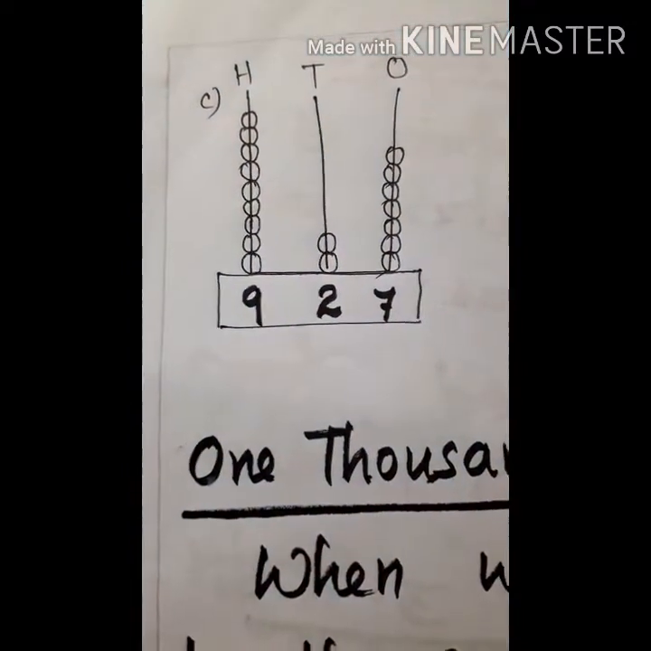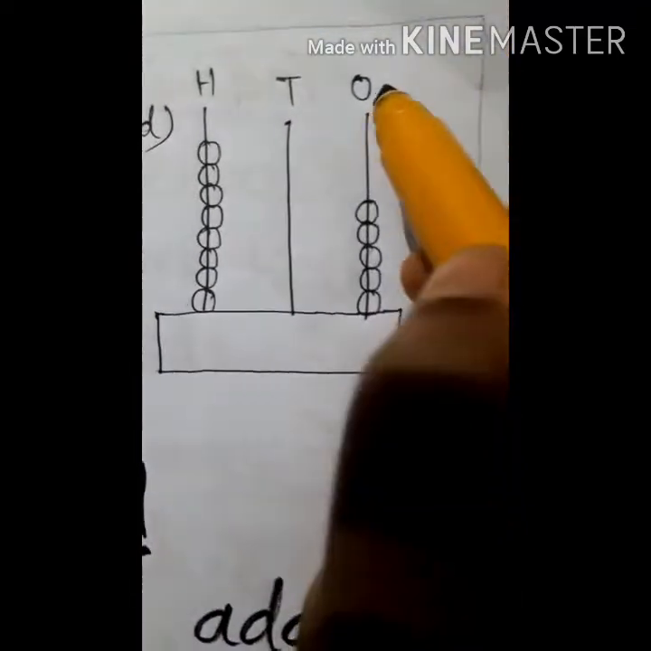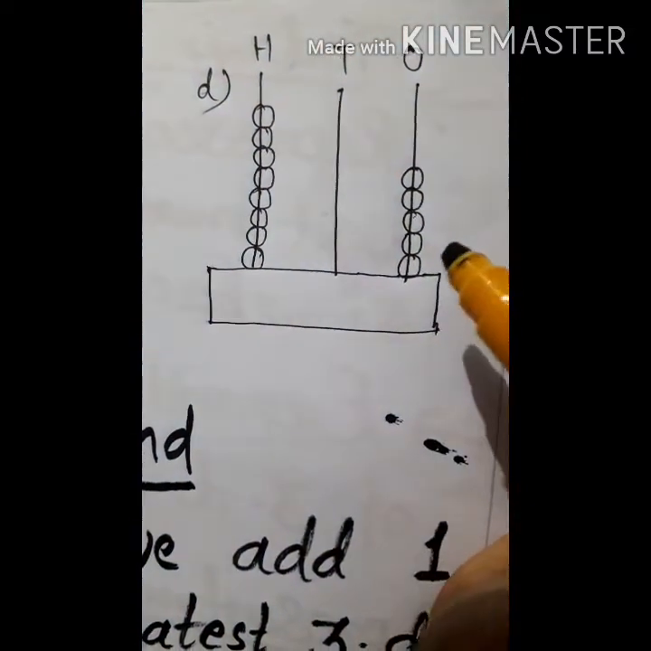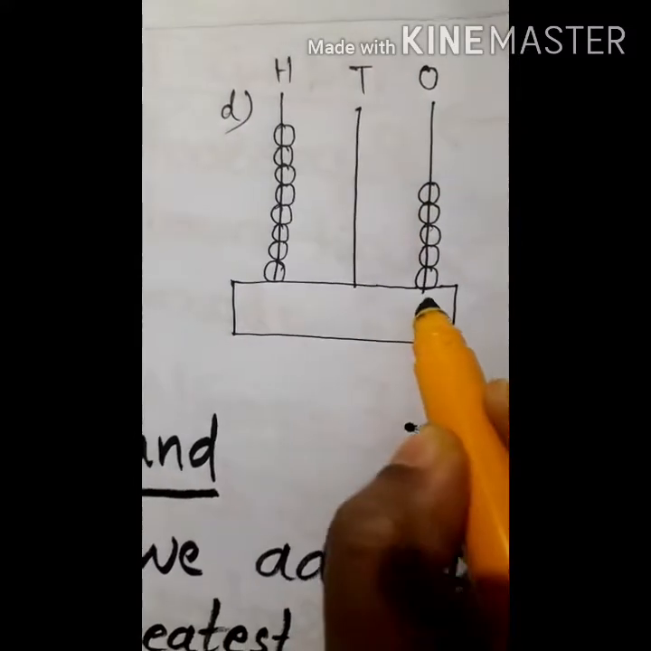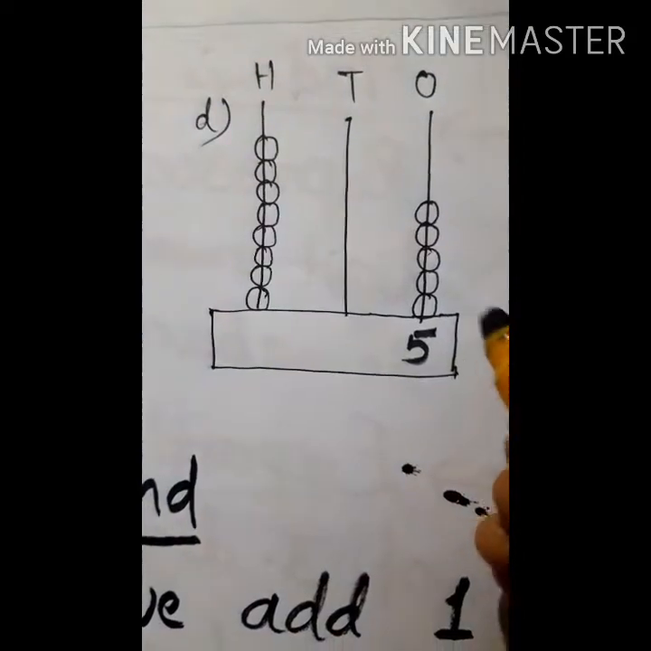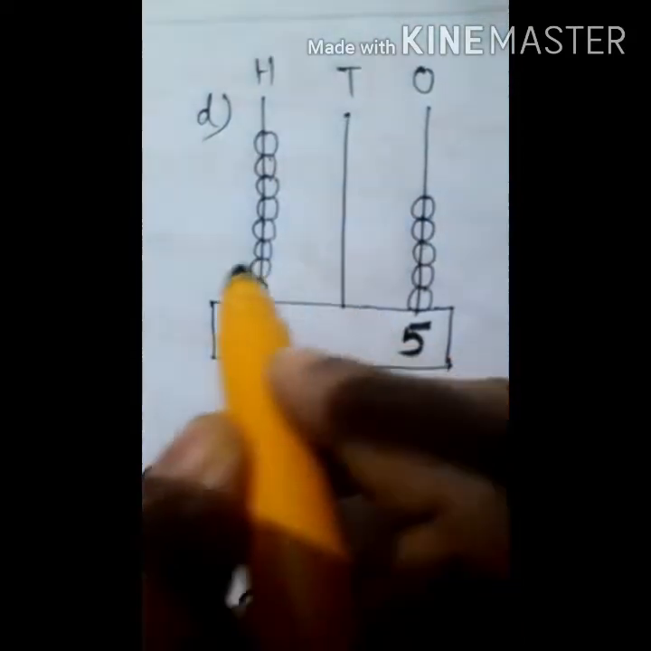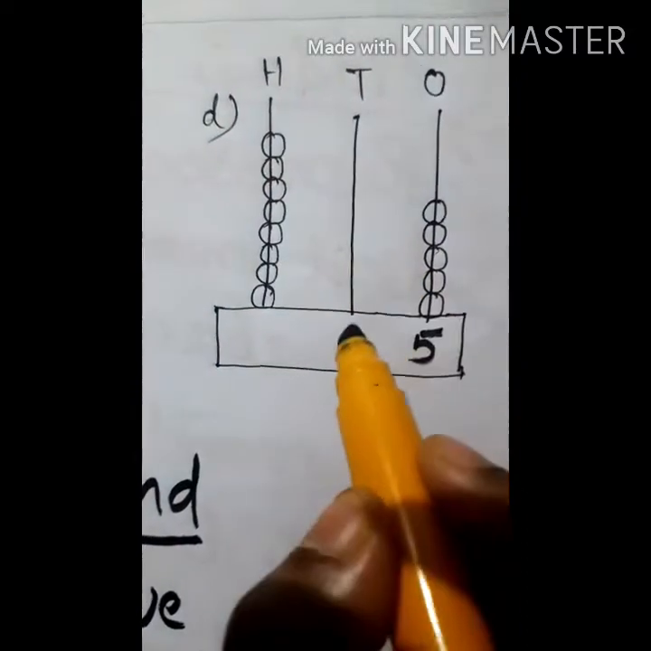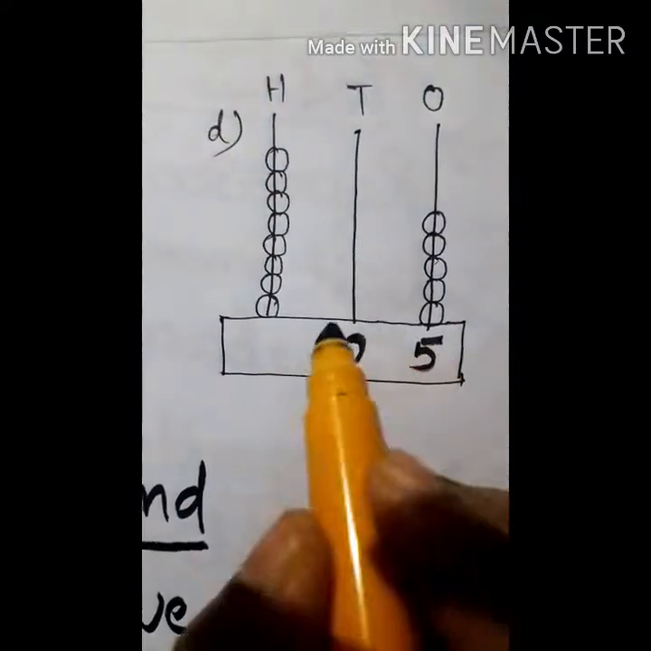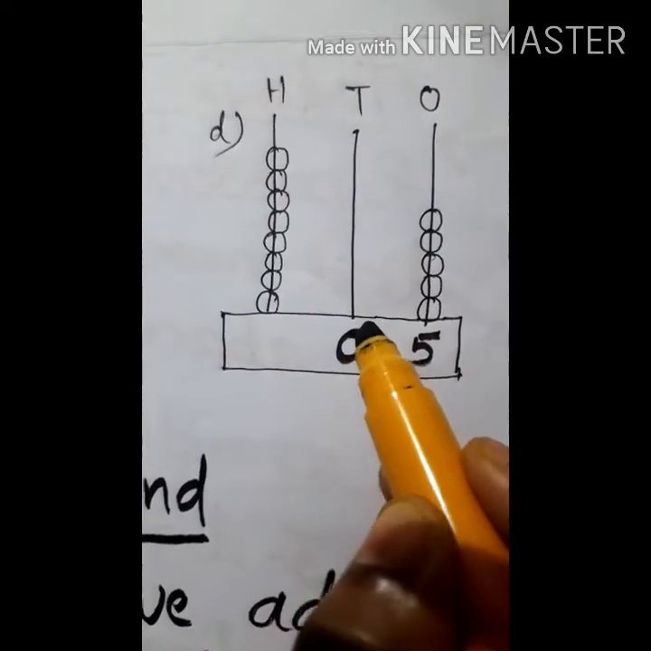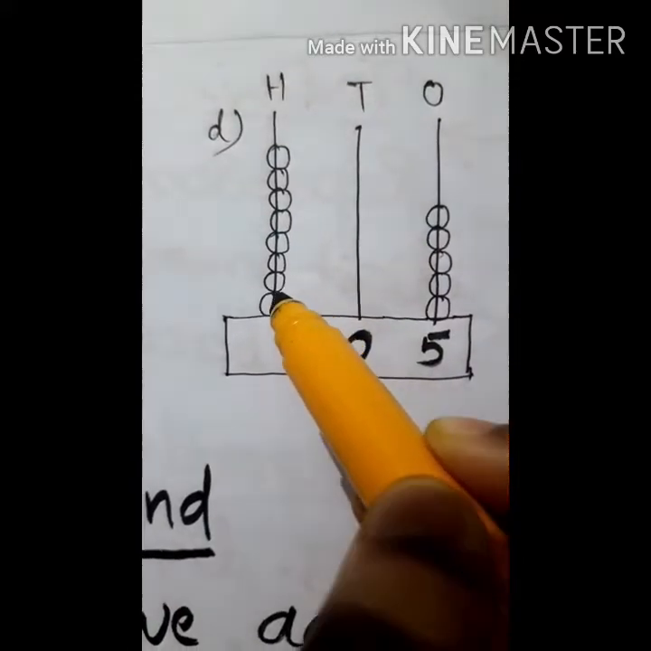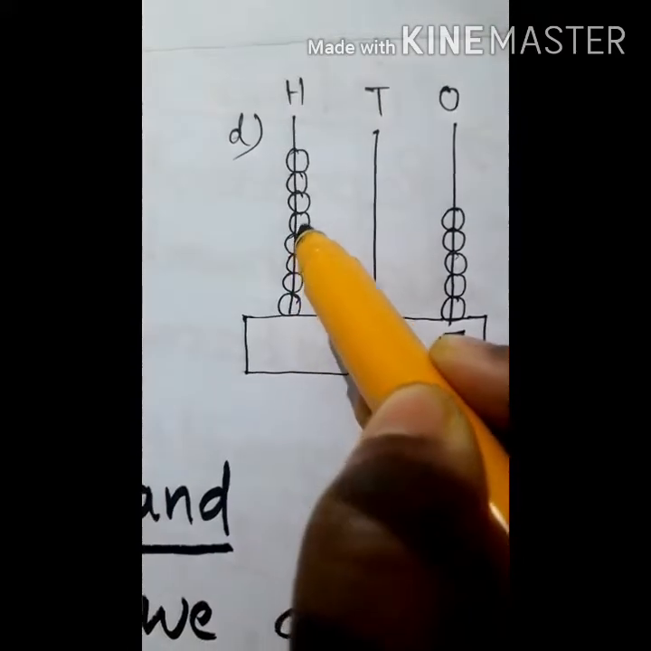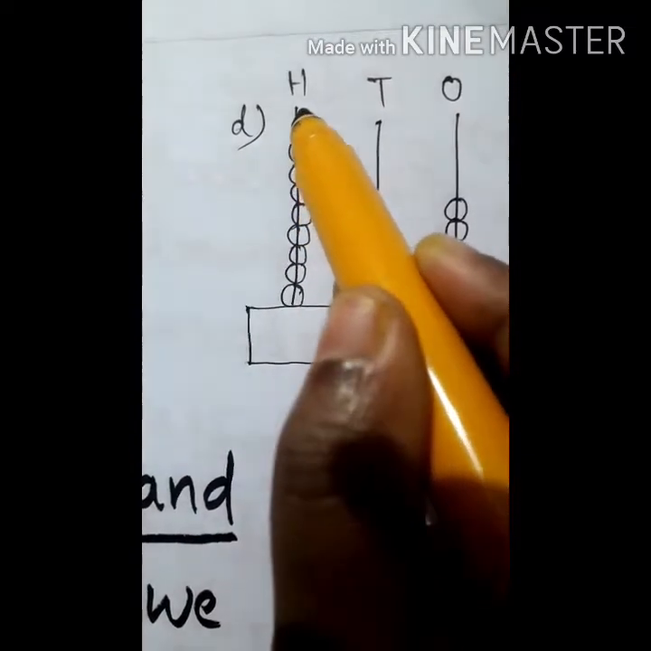Next one. I wrote according to their place values: ones, tens, hundreds. So in ones place how many beads are there? 1, 2, 3, 4, 5. I will write here 5. In tens place how many beads are there? No beads. So what will we write? 0. If there are no beads, then we will write 0. Next one, hundreds place. How many beads are there in hundreds place? 1, 2, 3, 4, 5, 6, 7, 8.